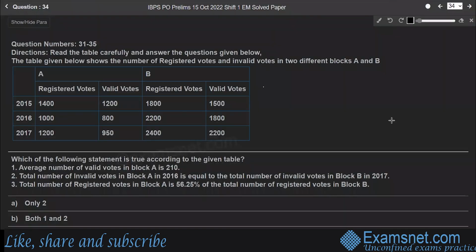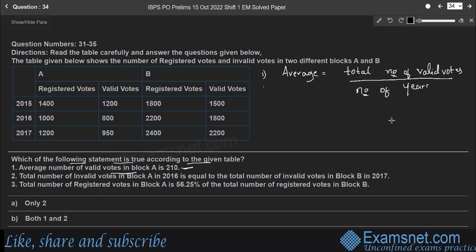Question 34. Which of the following statements is true according to the given table? Let us consider the first statement: the average number of valid votes in block A is 210. Average is equal to the total number of valid votes divided by the number of years, right?